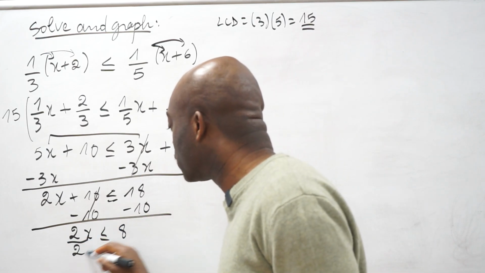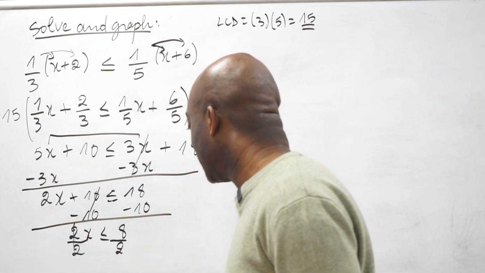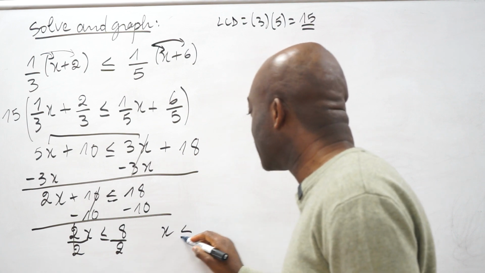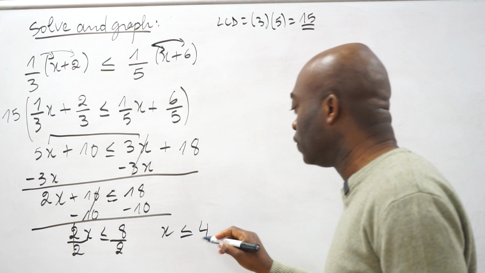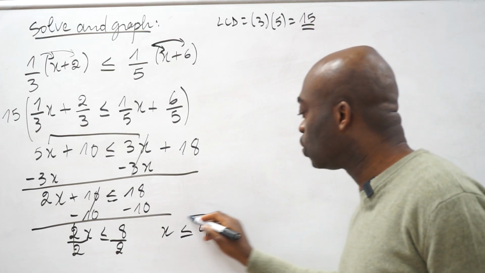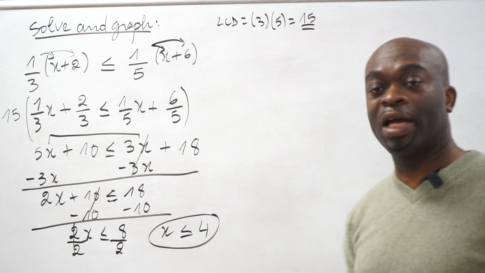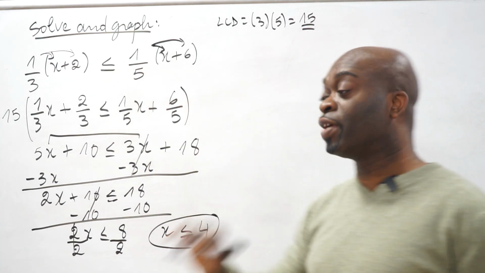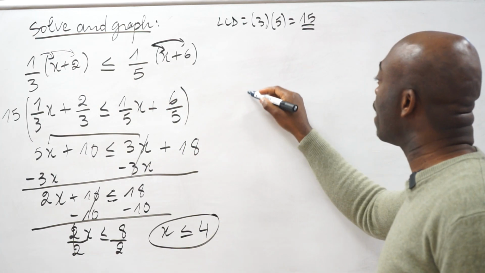And then we divide by 2 and 2. And then x is less than or equal to what? x is less than or equal to 4. Okay, so that's what we have as a solution. And then, don't forget, solve and graph. So we just solved it. Now we can graph it.